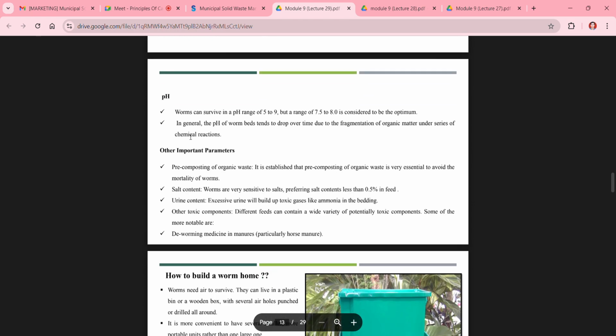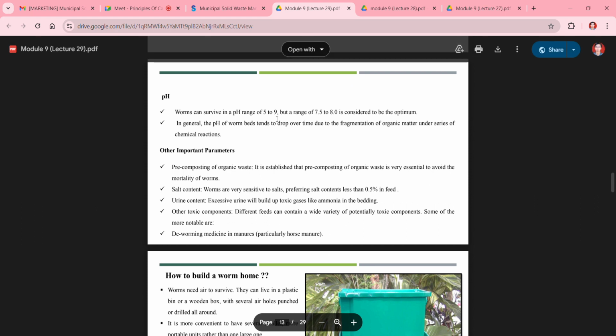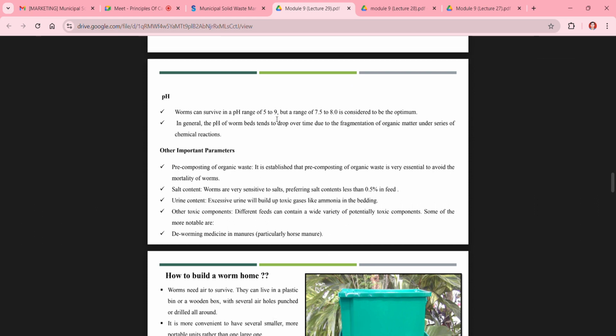Then coming to the pH, worms can survive in a pH range of 5 to 9, but a range of 7.5 to 8 is considered to be the optimum. And in general, the pH of worm beds tends to drop over time due to the fragmentation of organic matter under a series of chemical reactions. So we have to maintain that pH value during the whole process.